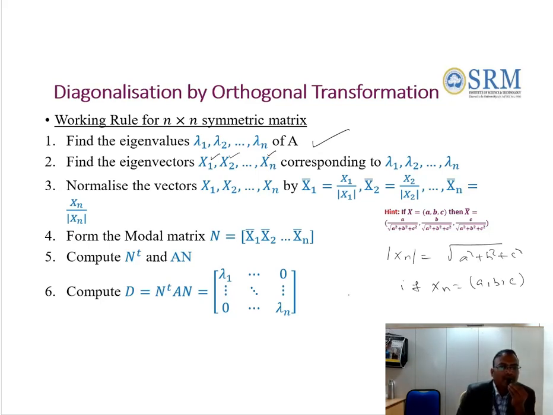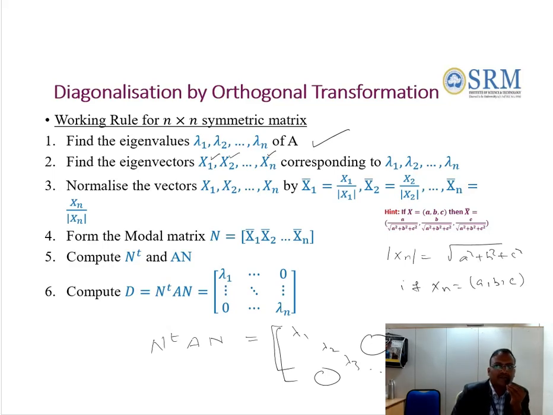Okay, once we have computed all the normalized eigenvectors x1, x2 and so on xn, then we are ready to form a model matrix capital N. The first column of the model matrix is the first normalized vector x1 bar, the second column is the second normalized vector and so on, the nth column is the nth normalized vector xn bar, right? Then you compute the transpose N transpose and A N, then you compute D which is equal to N transpose A N. After multiplying this, the eigenvalues will be placed in the diagonal entries and all other entries will be 0. That is the beauty of this diagonalization process.